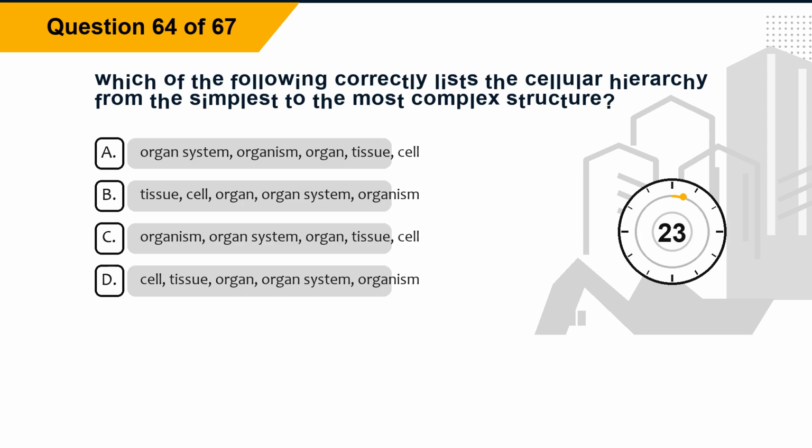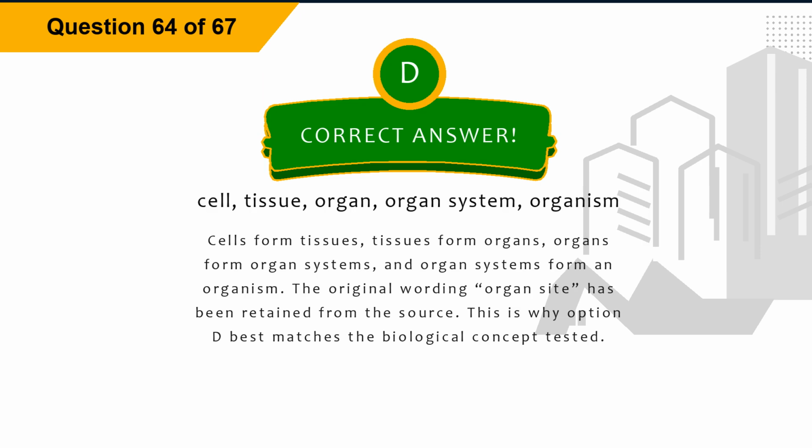Question 64. Which of the following correctly lists the cellular hierarchy from the simplest to the most complex structure? Option A, organ system, organism, organ, tissue, cell. Option B, tissue, cell, organ, organ system, organism. Option C, organism, organ system, organ, tissue, cell. Option D, cell, tissue, organ, organ system, organism. The correct answer is option D, cell, tissue, organ, organ system, organism. Explanation. Cells form tissues, tissues form organs, organs form organ systems, and organ systems form an organism. This is why option D best matches the biological concept tested.